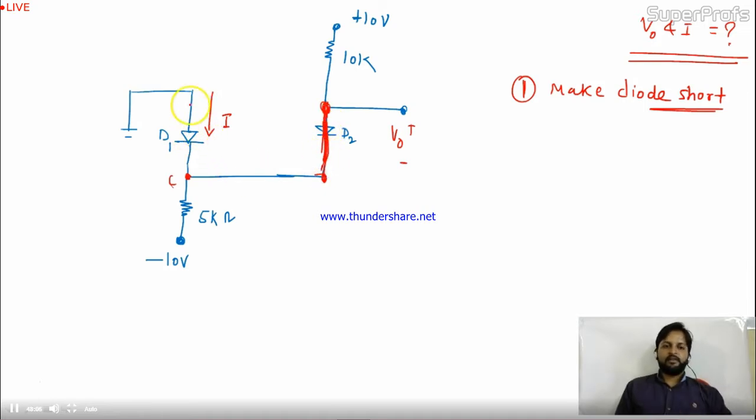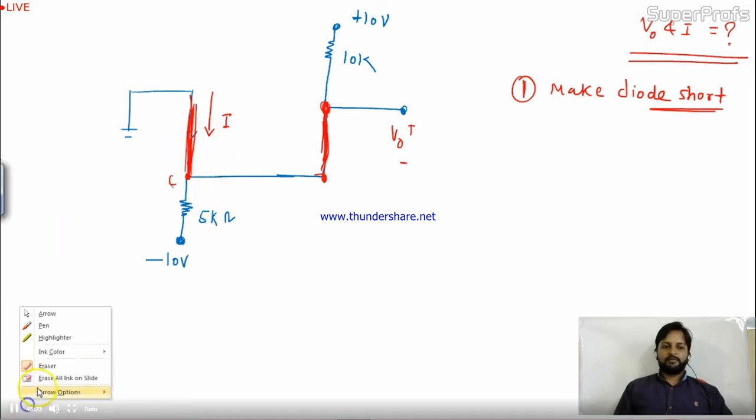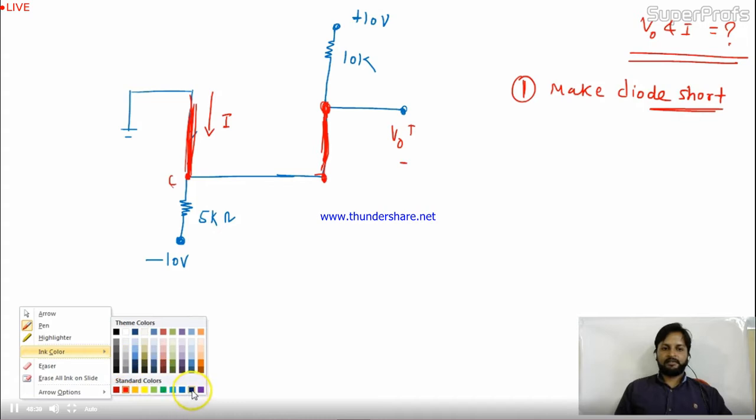Is it okay? What about D1? It will be like a short circuit. Both D1 and D2 are now short circuited. Let me clear it. Once they are short circuited, this is now a simple circuit problem. You can solve it. Let me change the pen color.